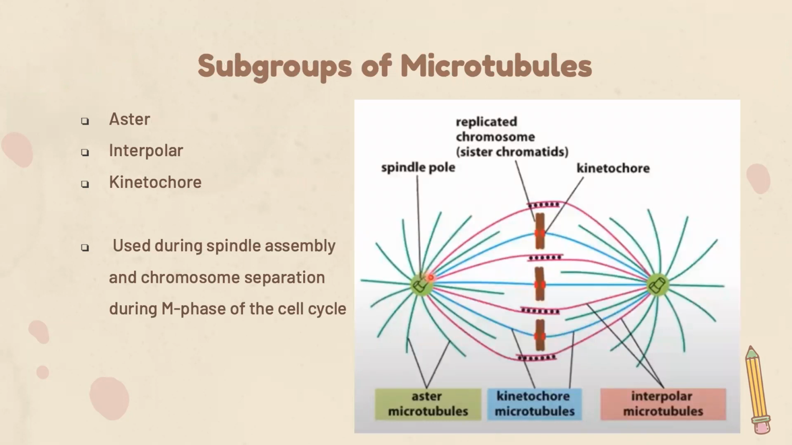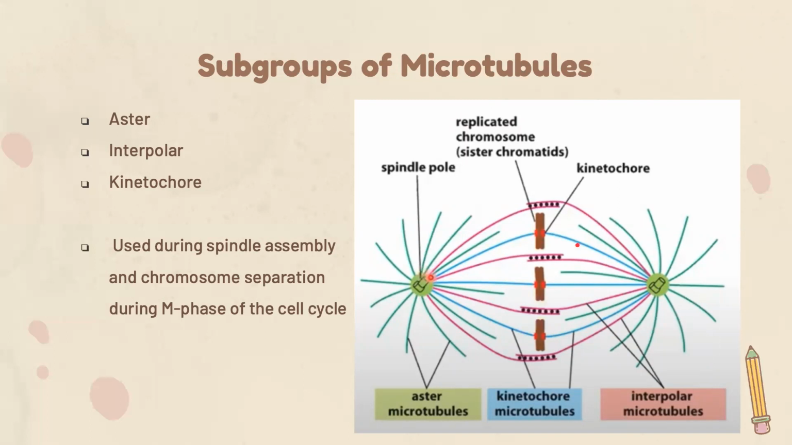So there's 3 different types of subgroups of microtubules. You have your aster ones, which I think of like asterisk, which is the star sign, because it kind of splays out in a star. So they go from the center at the centrosome all the way to the edges of the cells. And then you also have your interpolar microtubules. They intertwine with each other. So you go from one centrosome to the other centrosome, and they kind of interlock in the middle. So those are your interpolar ones.